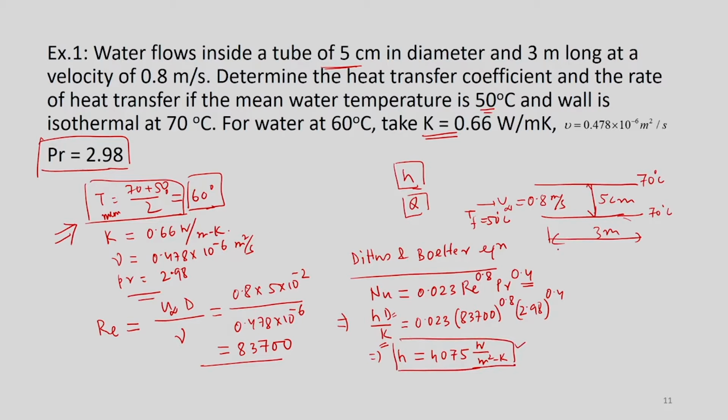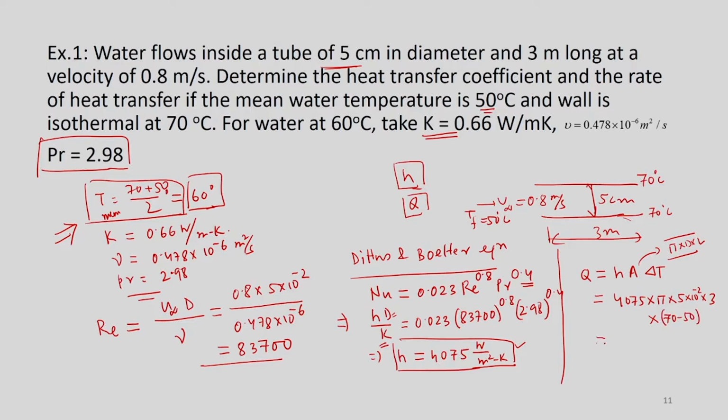So, once we know h, then our next calculation should be q, rate of heat transfer. What is the expression for rate of heat transfer? h A delta T, okay. So, this h value is 4075, and what is the area here? The area is pi into d into L, okay. So, diameter we know 5 into 10 to the minus 2, and L is 3, and then delta T is how much? It is 70 minus 50, so it is 20, okay.